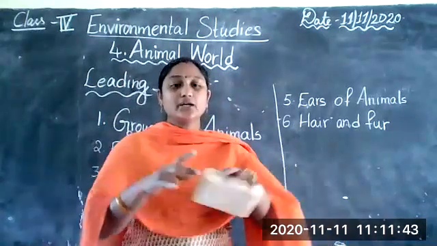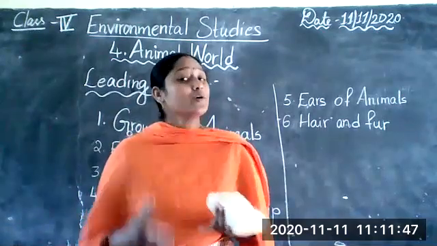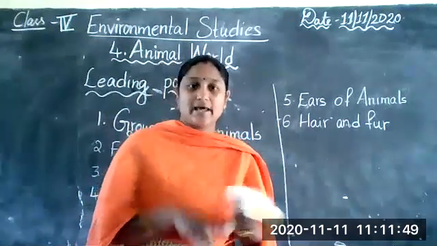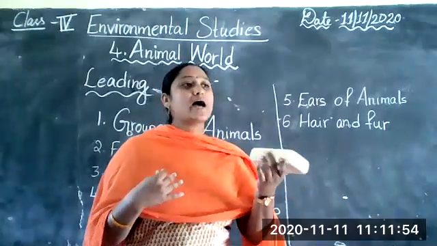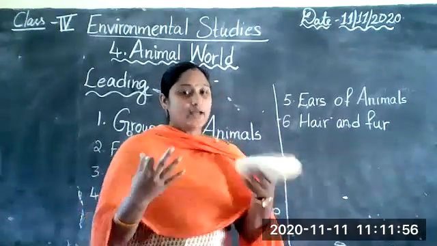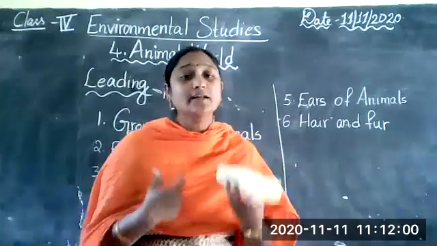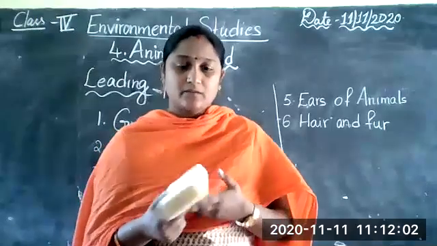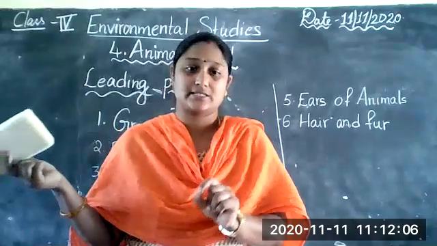So when they are in groups, some of the animals are living in groups, I said now. Why? Because animals also have a family like human beings. Who are the human beings? Sagini, Pradeep, listen. We are the human beings, you and me also. We all are living in families. Am I correct? Like animals also have families.